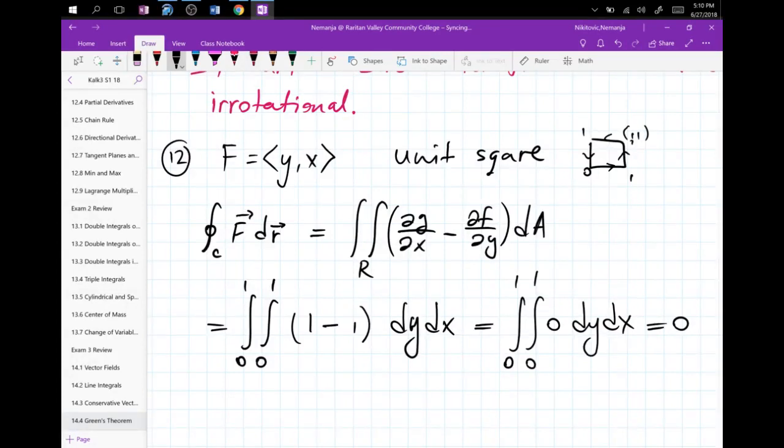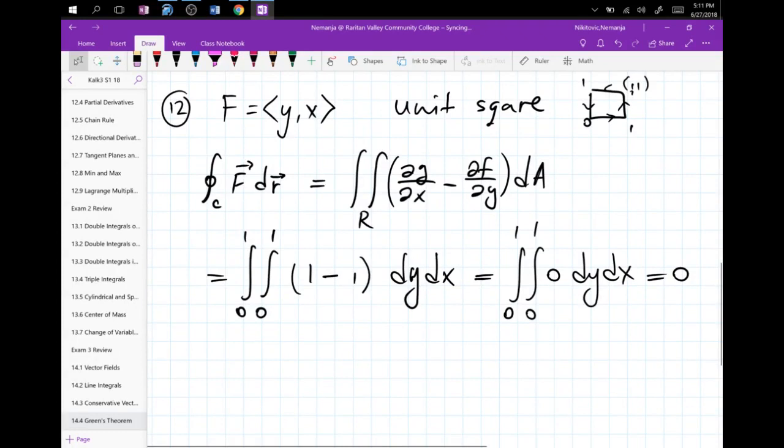It's irrotational. For the vector field, it means a radial field is irrotational, right? Because it radiates straight out. It doesn't spin the vectors. What's rotational? Your tornado is rotational. A tornado is rotational, right?